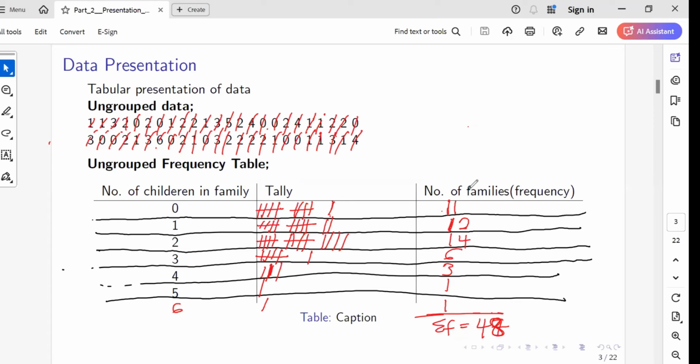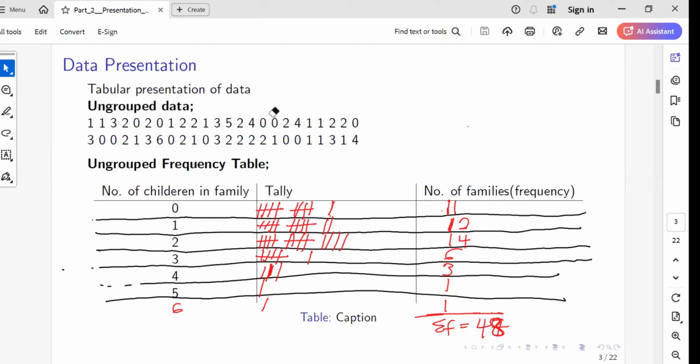You realize that because I filled this data in this table, when I ask which number of children in the family is the most, it is 2, because you can see here 14 is the greatest. But if it was in this raw form, without this table filled out, could you have figured out that 2 is the most, is the mode?